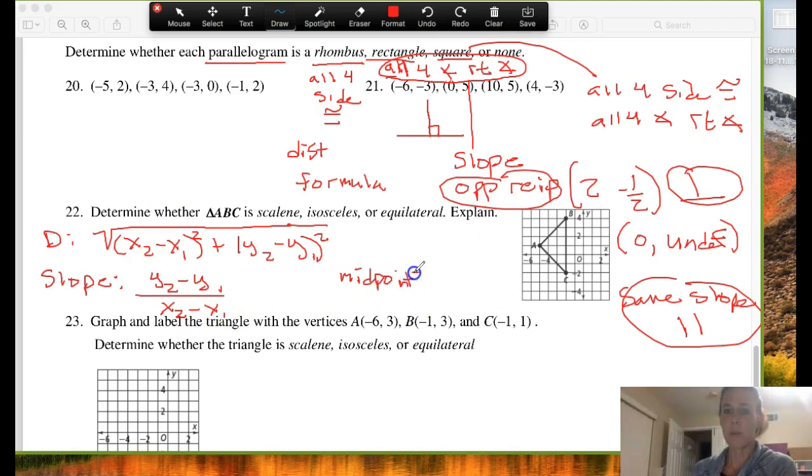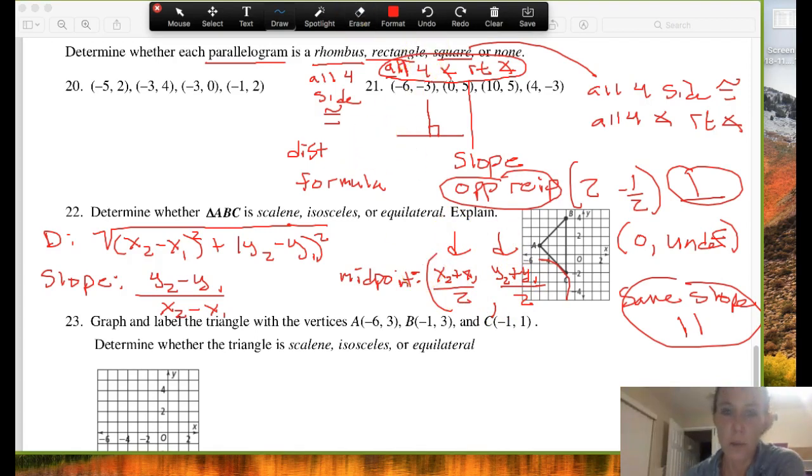Just remember with midpoint, it's just the average. You add the two x values together and divide that by 2, that's one point, and then add the two y values together and divide by 2, comma. So that would be your x point, your y point. The average of the x's, the average of the y's, that's your midpoint.